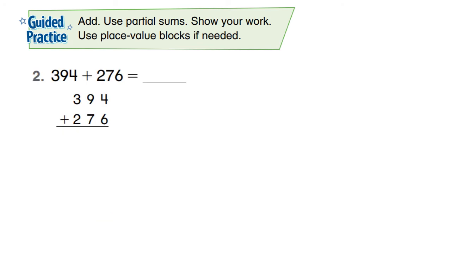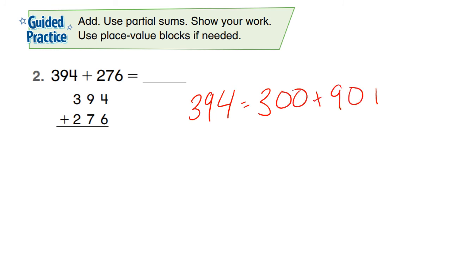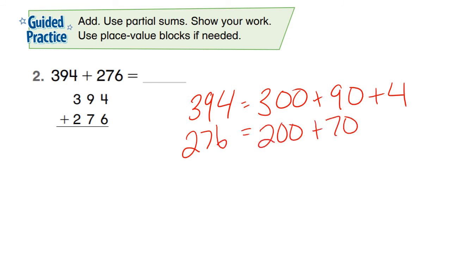All right, this is number 2 of the guided practice, 394 plus 276. What we're going to do, the same way that I did it before, just break it up into expanded form. So 394 equals 300 plus 90 plus 4. 276 is equal to 200 plus 70 plus 6. And we're going to add the partial sums together.